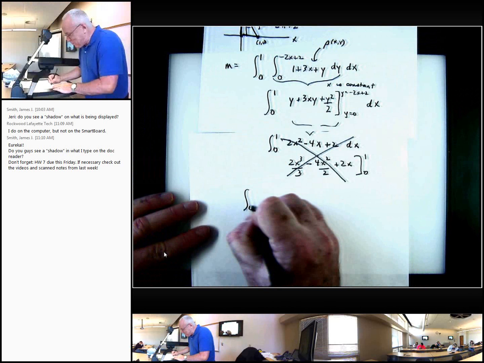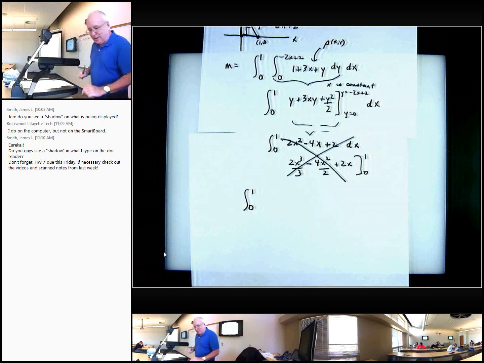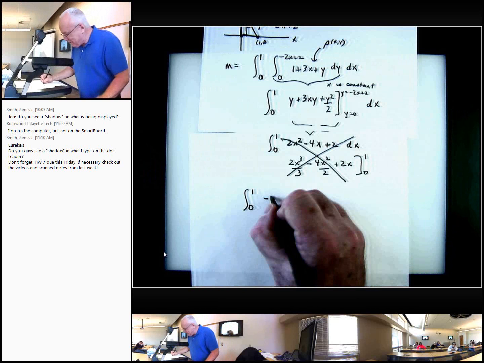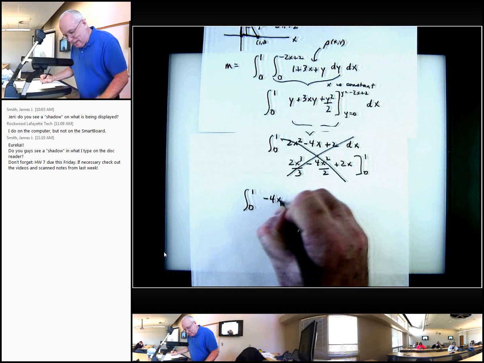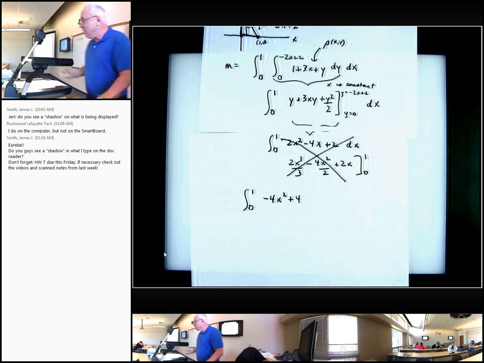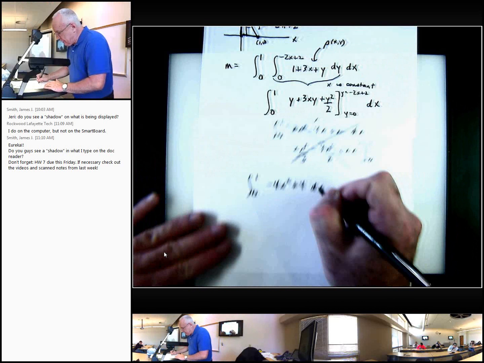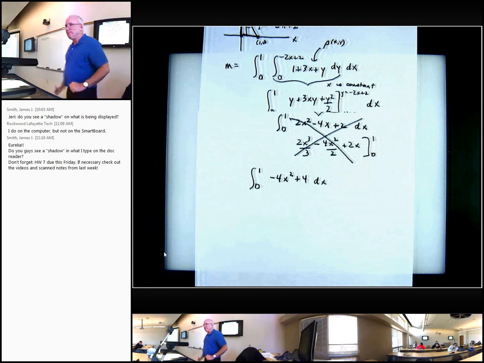And this is what we get when the dust settles with all of that stuff up there. We get this, minus 4x squared plus 4. So that thing really simplifies a lot. Sorry about that. dx. All right.